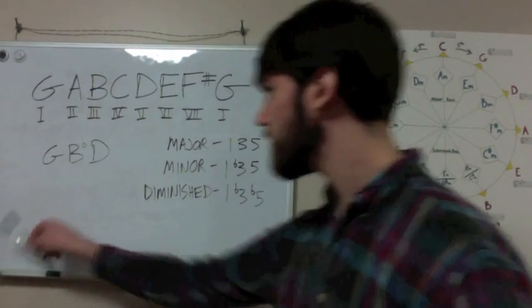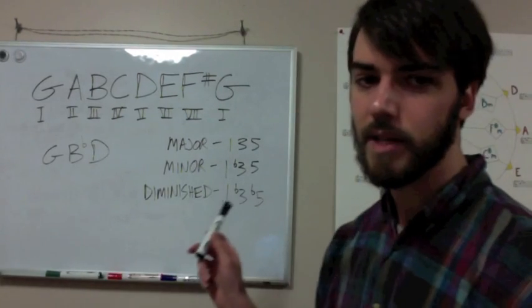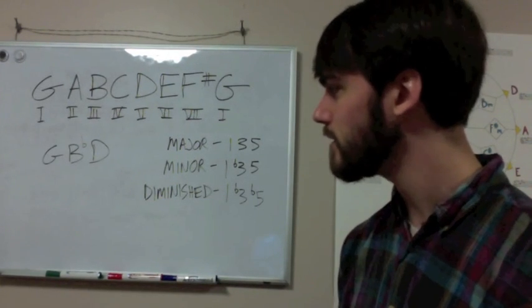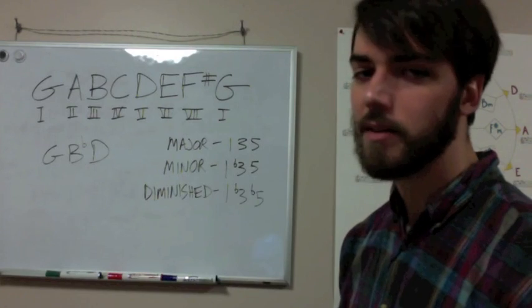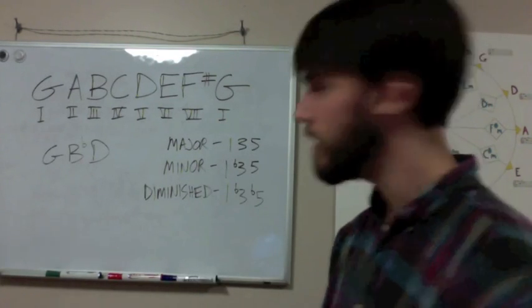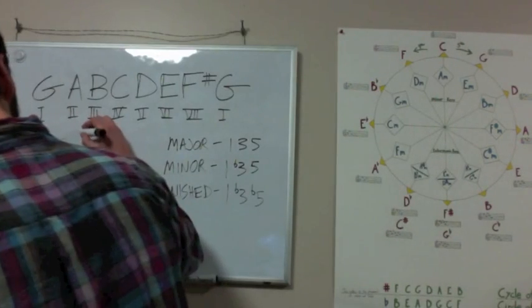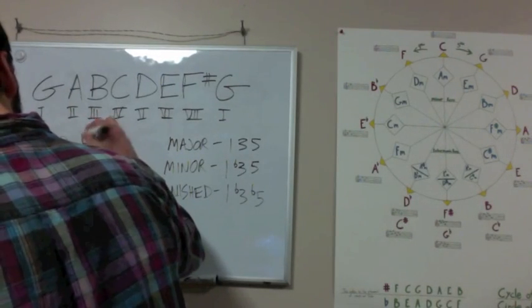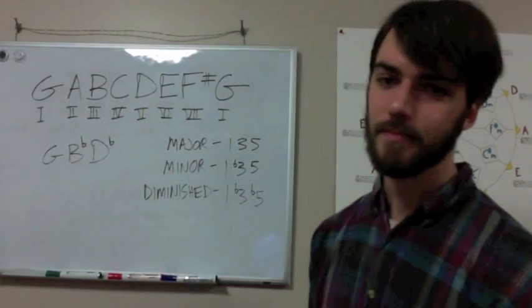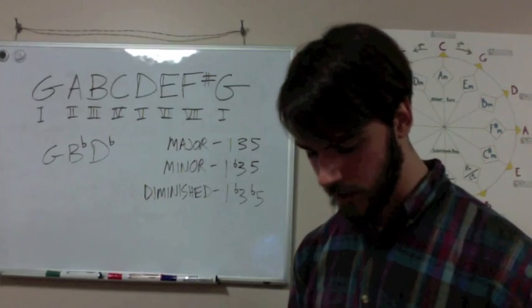So we do exactly the same thing. We take 1, 3, and 5. That's basically the definition of a triad. We're taking the 1st, 3rd, and 5th notes of a scale. But we are going to flat the 3rd, like we already did over here, and we're going to flat the 5th. So that would give us G, B flat, and D flat. G, B flat, and D flat.